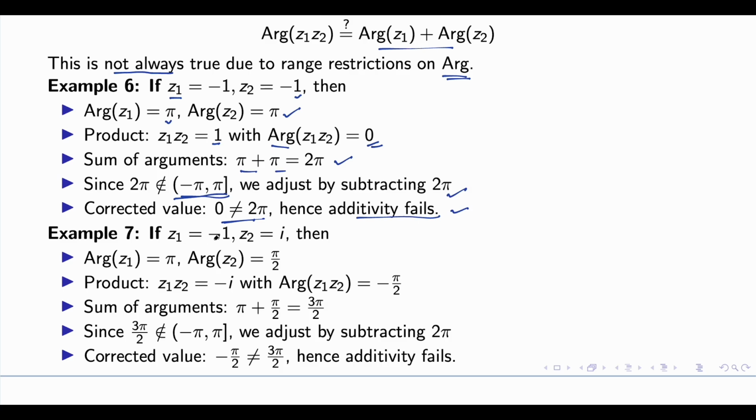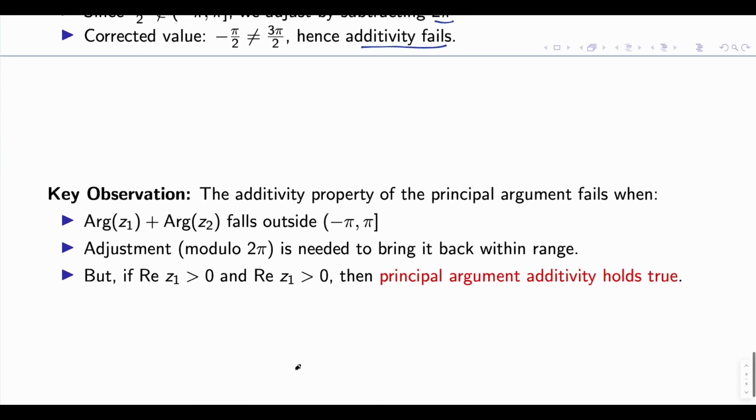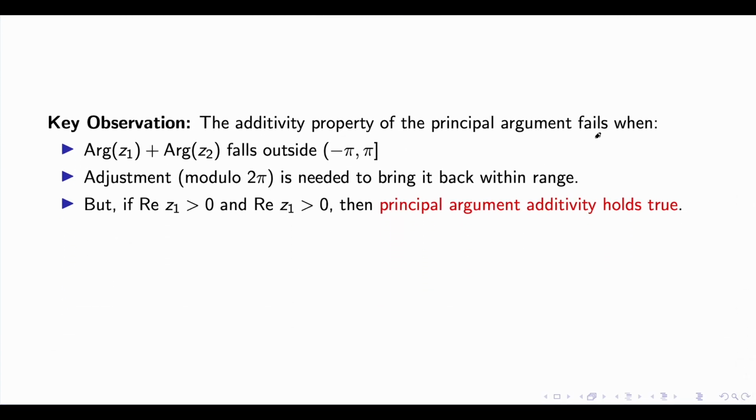Similarly, if you see z1 equal to minus 1 and z2 equal to I, then in the same way 3 pi by 2 does not belong to the principal argument range, and then additivity fails, right? So we need to subtract 2 pi to adjust this identity to be true. So the conclusion: the additive property of the principal argument fails when argument of z1 plus argument of z2 falls outside of this interval, right? So an adjustment modulo 2 pi is needed to bring it back within range.